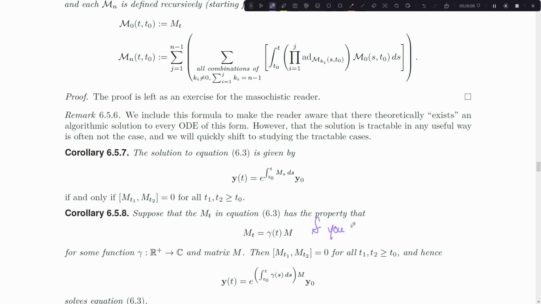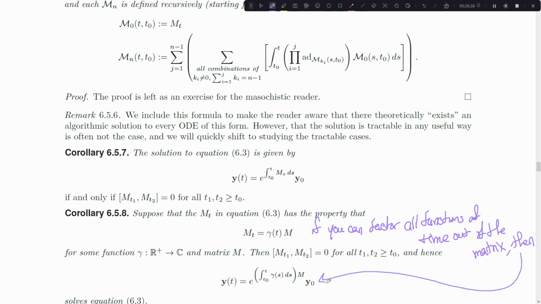If you can factor all functions of time out of the matrix, then we can also get a really easy solution. Okay, so then for our solution, all we have to do is integrate that function which we factored out of our matrix, multiply that by the matrix, and then take the matrix exponential of that. So these two corollaries of our Magnus expansion are actually really nice, right? These are really elegant examples where we can still calculate these pretty easily. The true Magnus expansion, where this doesn't hold, is really not going to be helpful for us. But these other two corollaries are nice.